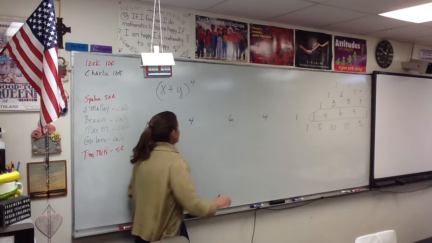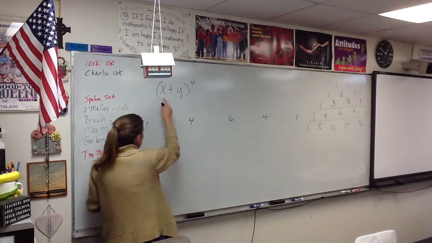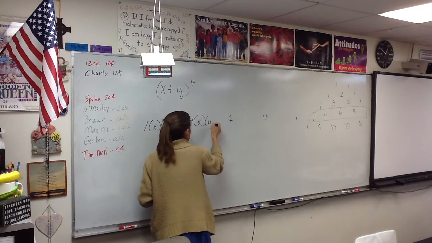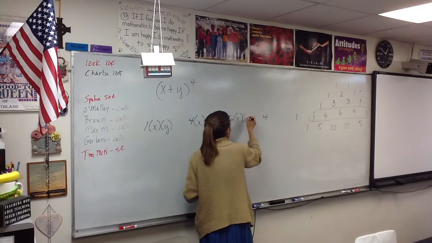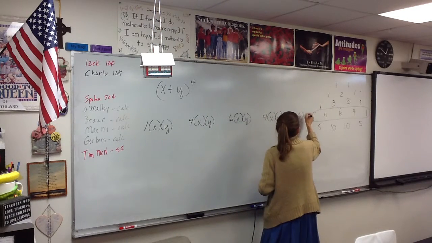Step 2, next to each of these numbers, write down an x and a y, because all the terms are going to have x's and y's. That's what you are foiling out if you're foiling.